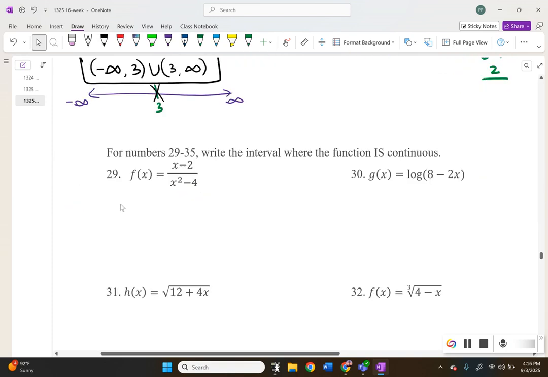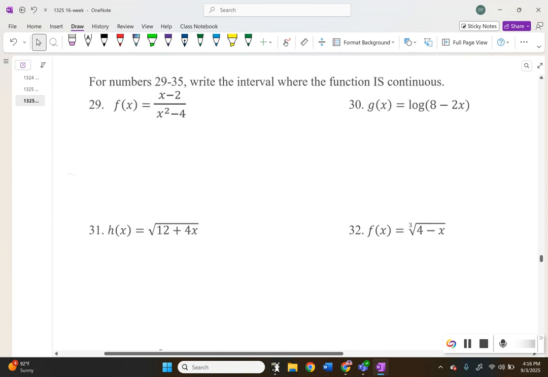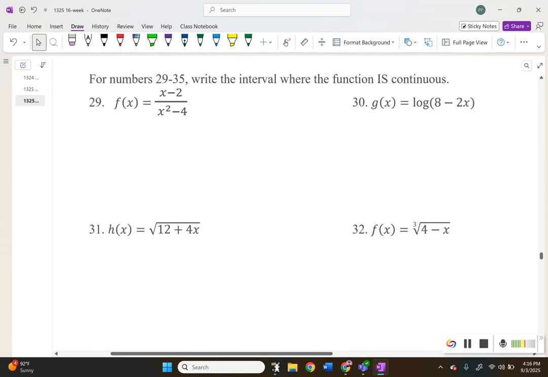All right, 29. We're writing the intervals where the function is continuous. So a function is continuous in the exact same place where the domain exists. To find where the domain exists, you look at 3 issues with the domain. One issue is logarithm. So in problem number 29, we don't have any logarithms to worry about. Another would be even-rooted radicals. We don't have any of those to worry about. And the third place is denominators. We do have a denominator to worry about.